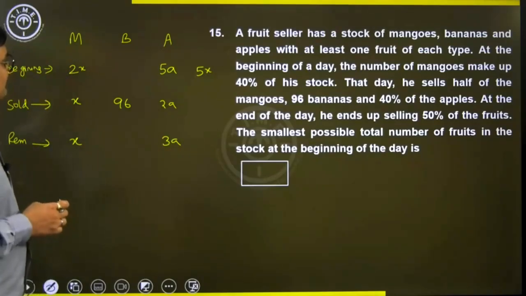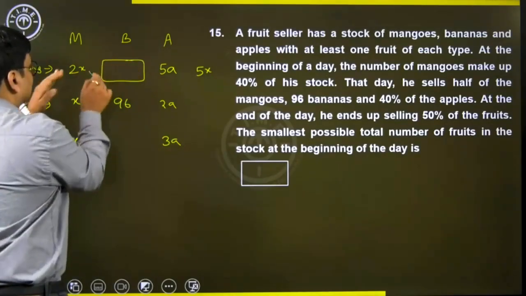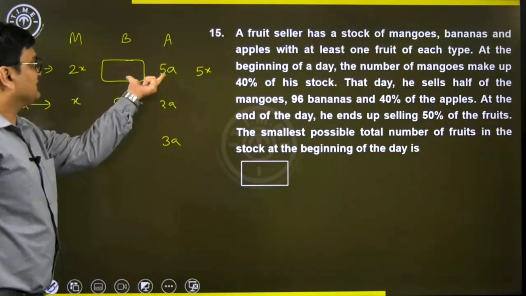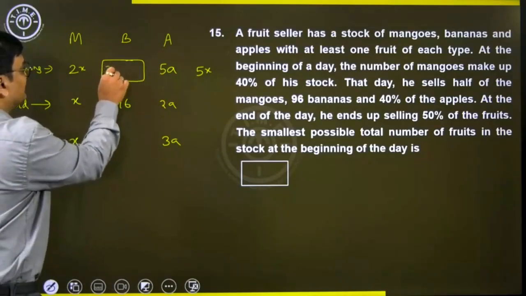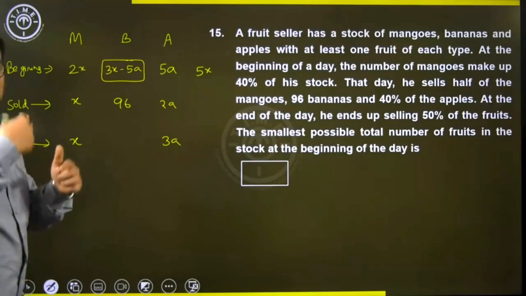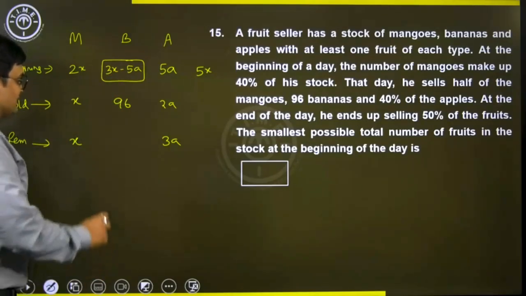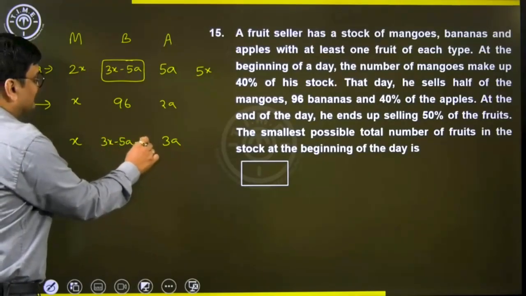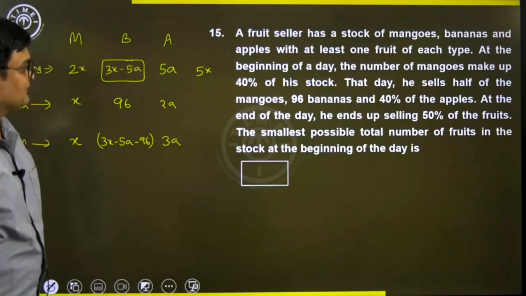Number of apples. Now also notice this plus this should be 5x. So if this is 2x, this and this should be adding up to 3x. If this is 5a, can I say this will be 3x minus 5a? Number of bananas initially at the beginning of the day. Out of that we are selling off 96. So how many bananas should be left? 3x minus 5a minus 96. This is the number of bananas that should be left at the end of the day.